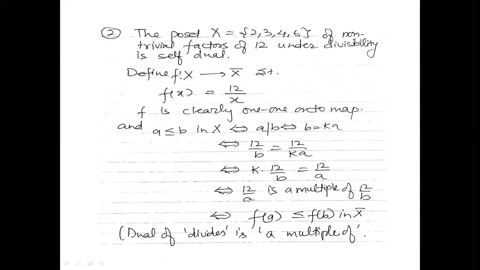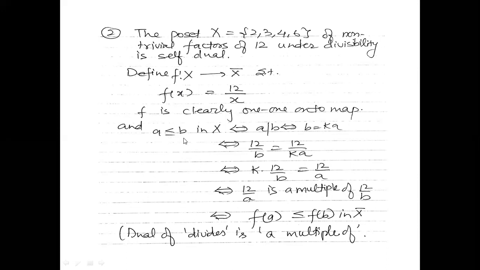Next is this second example. Here you are given this partially ordered set with 4 elements, 2, 3, 4, 6, the non-trivial factors of 12, and the relation is divisibility. So this is a self-dual poset. Let's check. So define a map f from X to X bar such that f(x) is equal to 12 upon x. So f is clearly a one-one onto map, and now let's check the order isomorphism.